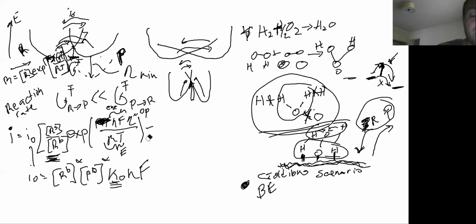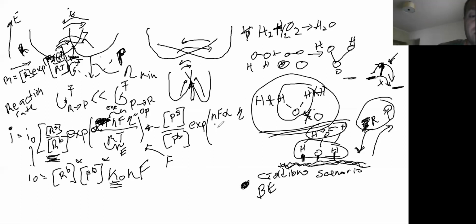And this is the forward part. What's the backwards part? Minus the product at the surface over the product in the bulk times the exponent of alpha NF over RT. Oh, and there's an alpha in here, sorry. And I can tell you a little bit about what the alpha is for.